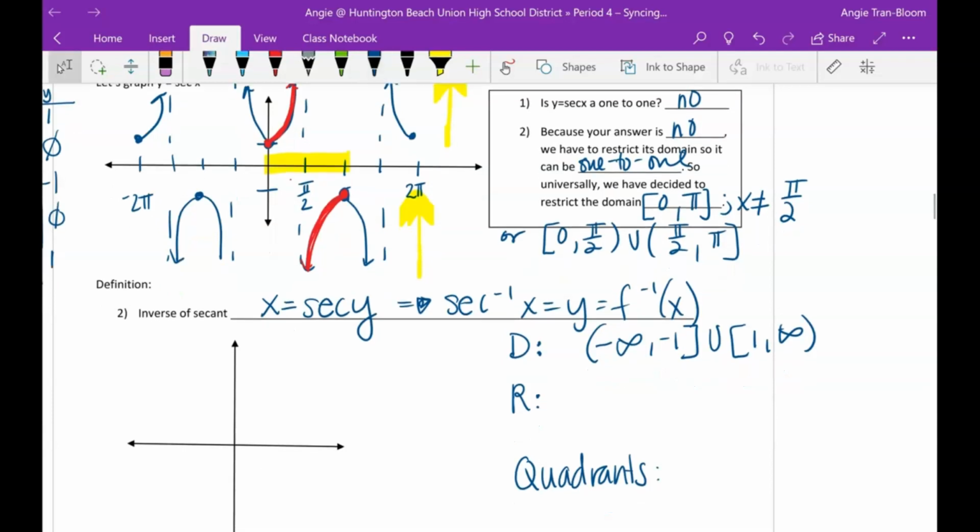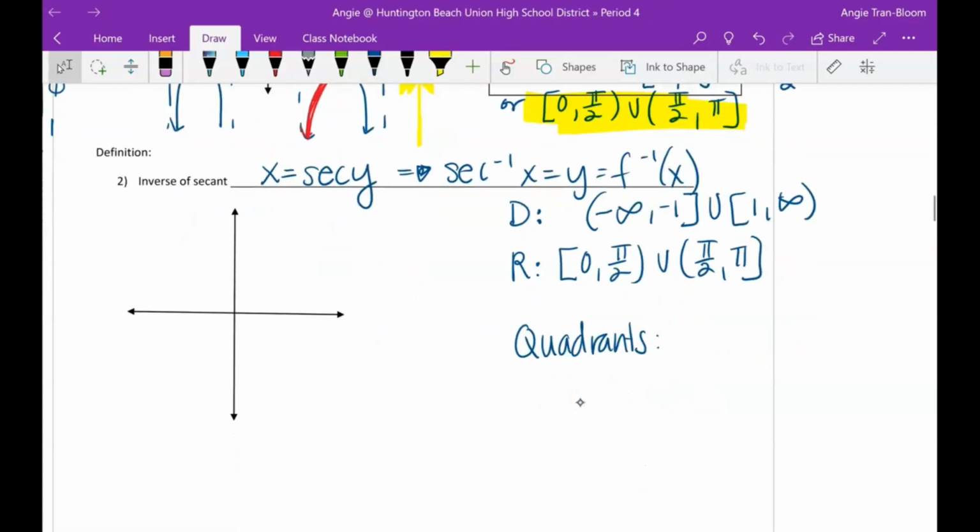Now the range is the part that we restricted. So this is the restriction. That means that's where the range is going to be. So 0 inclusive to non-inclusive pi over 2, because that's where the asymptote was, and then from pi over 2 to pi. Now earlier we talked about quadrants. 0 is right here, pi over 2 is right here, and pi is right here. So as you can see, secant is in quadrant 1 and quadrant 2. Super important that we identify these quadrants.